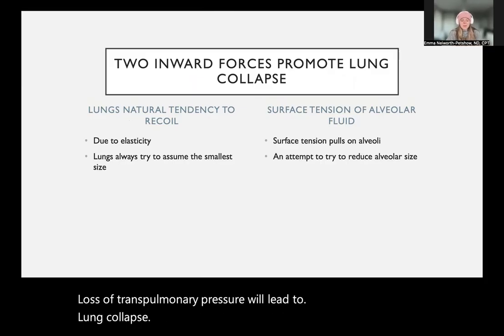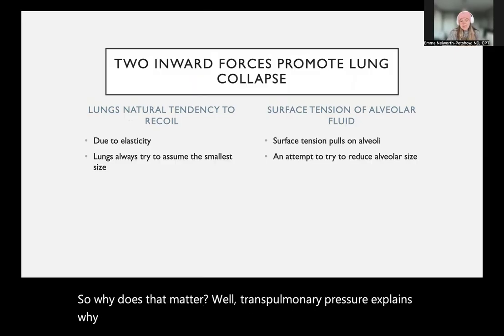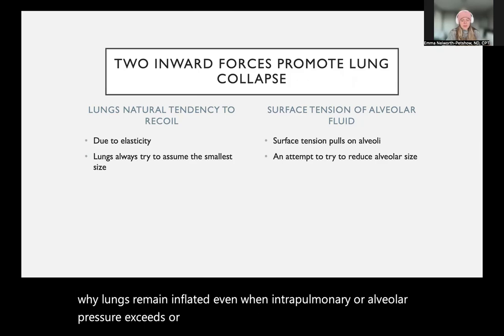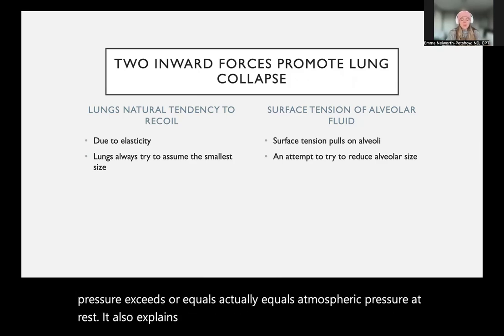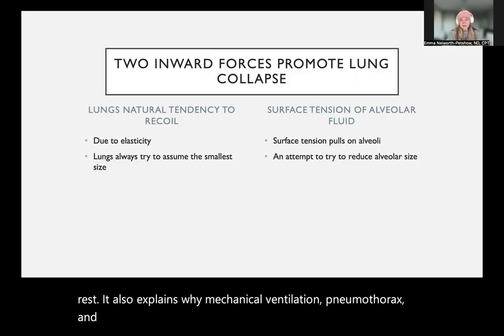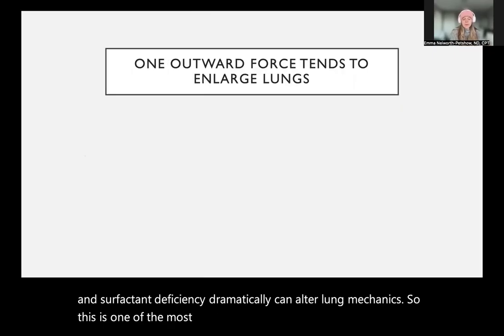So, why does that matter? Well, transpulmonary pressure explains why lungs remain inflated even when intrapulmonary or alveolar pressure equals atmospheric pressure at rest. It also explains why mechanical ventilation, pneumothorax, and surfactant deficiency can dramatically alter lung mechanics. This is one of the most important pressure relationships in respiratory physiology.